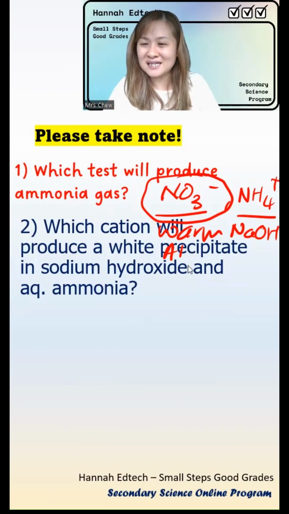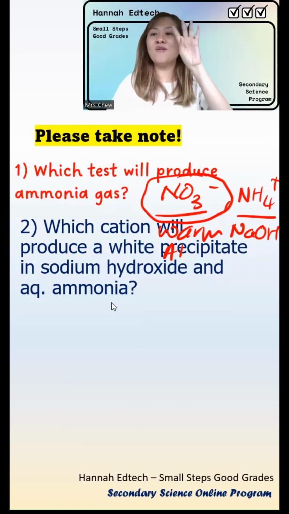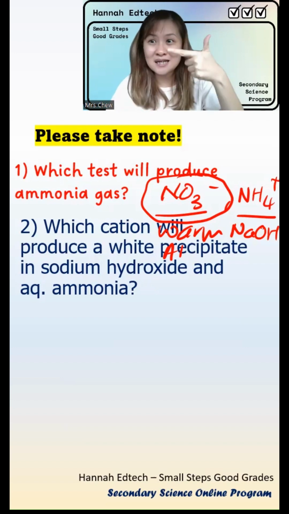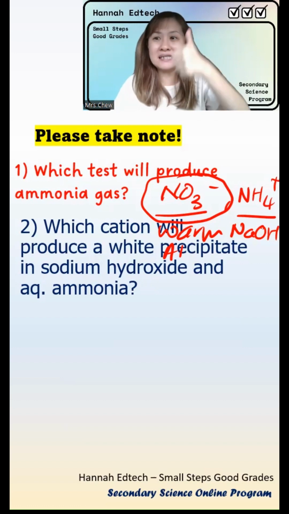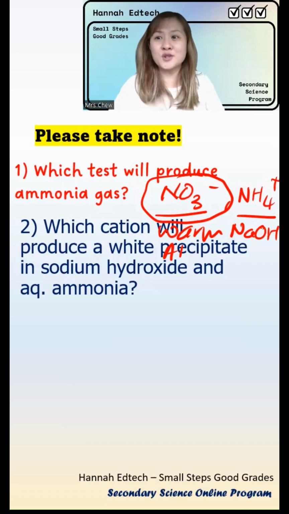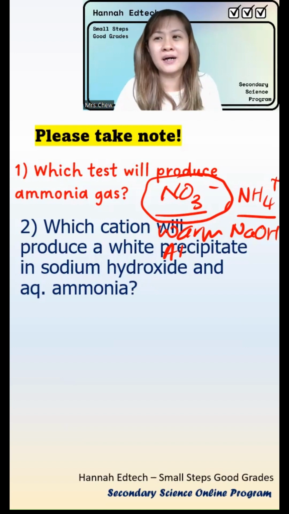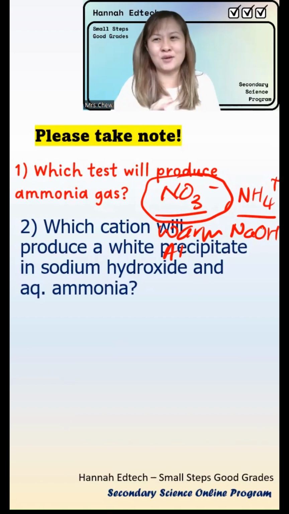Cations that will produce a white precipitate in sodium hydroxide and aqueous ammonia. So there are basically 4 cations that will produce a white precipitate: zinc, calcium, aluminium, and lead. These are the 4 white precipitates that we need to study in our syllabus. Zinc will be soluble in both sodium hydroxide and aqueous ammonia. Calcium is the only one that is insoluble in sodium hydroxide. As for aluminium and lead, they are soluble in sodium hydroxide and insoluble in aqueous ammonia.